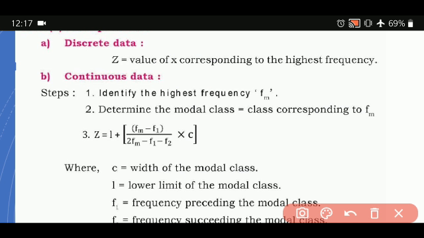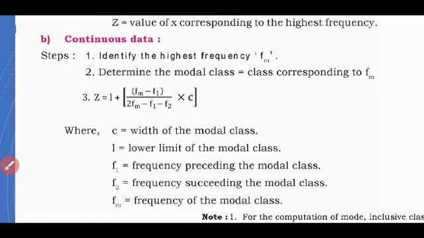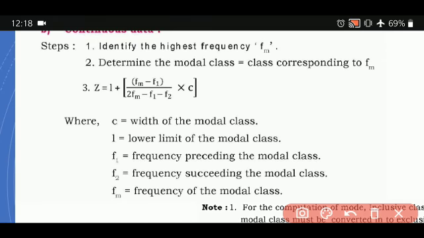We will see the formula for continuous data. The formula is Z is equal to L plus, in brackets, Fm minus F1 divided by 2Fm minus F1 minus F2, into C. Now we will see what these terms mean and the steps you have to remember. The first step is to identify the highest frequency. After you identify it, you see which class it lies in, also called the modal class. Then you apply this formula.